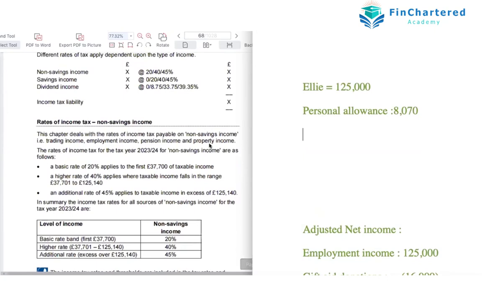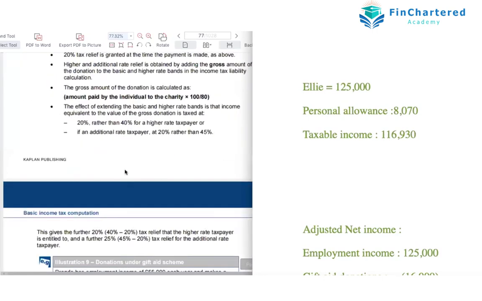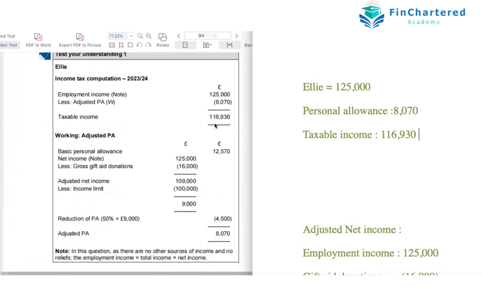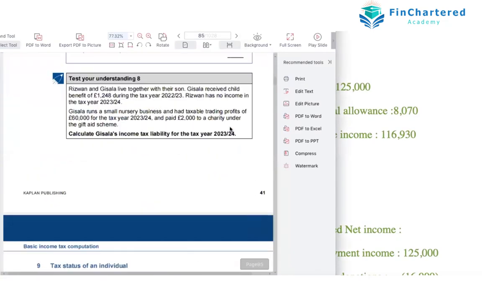How much? Yes, I don't want to sit and do calculations. 116,930. Taxable income is 116,930. Is that the answer? You got that answer? Test your understanding. 116,930. I hope nobody has problems with this, right? Okay, everybody comfortable and clear?